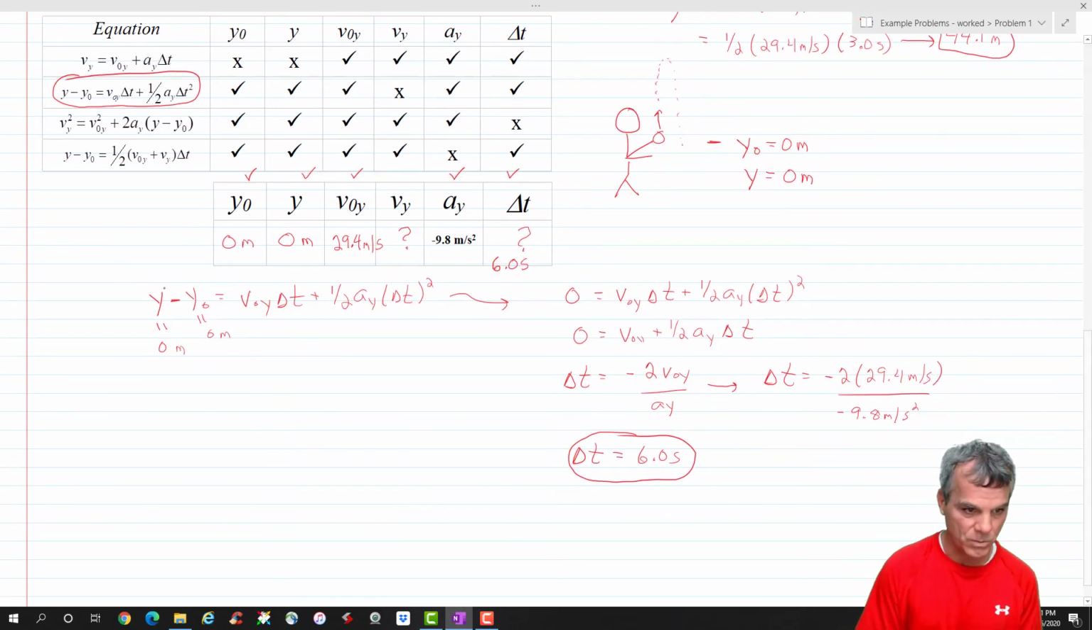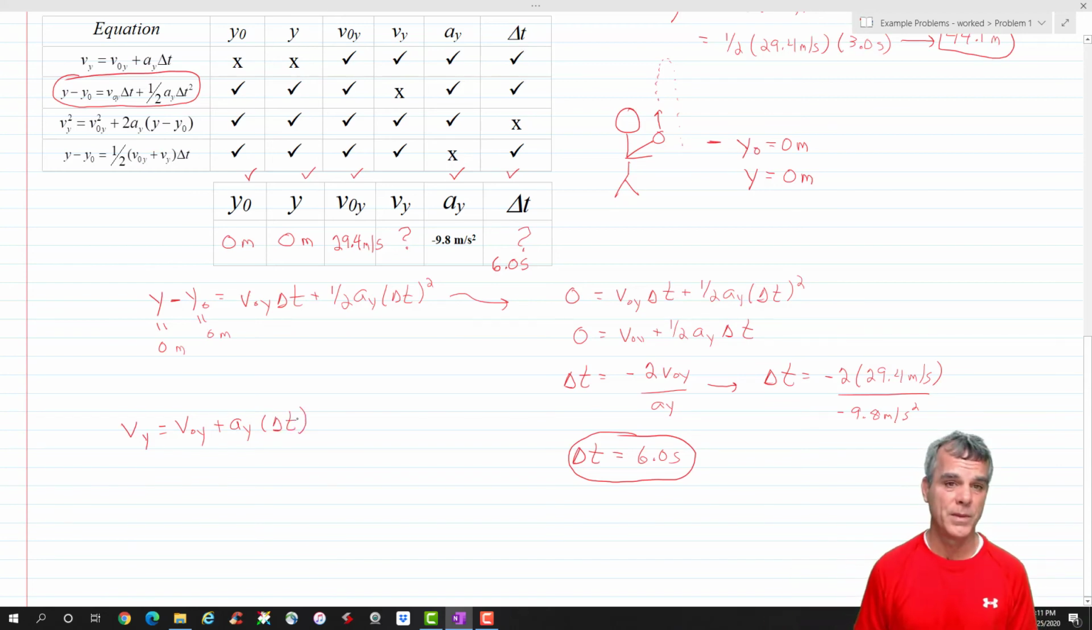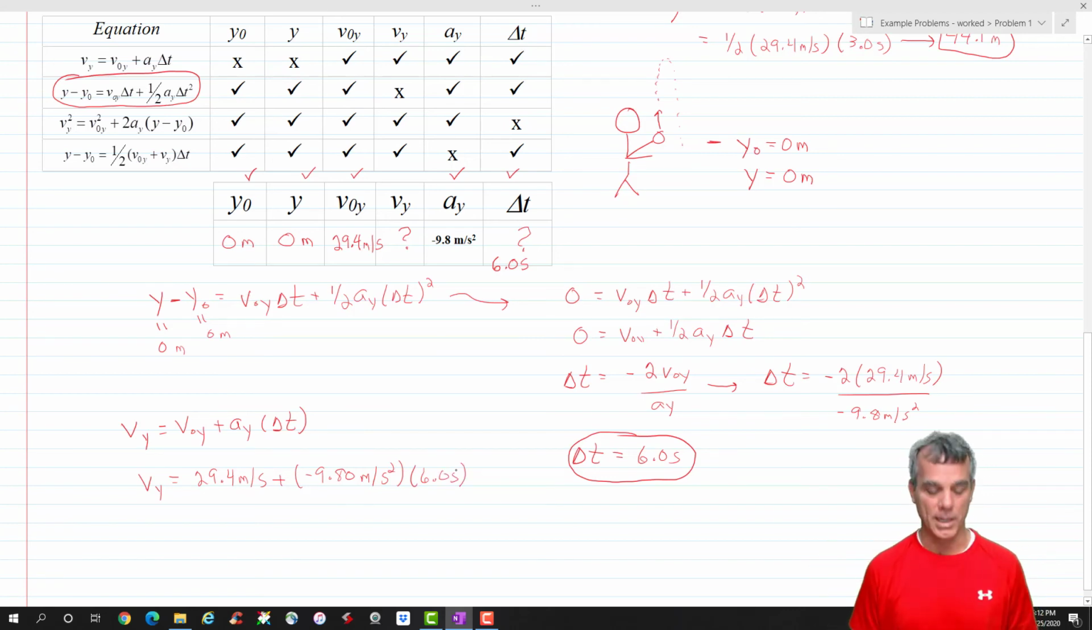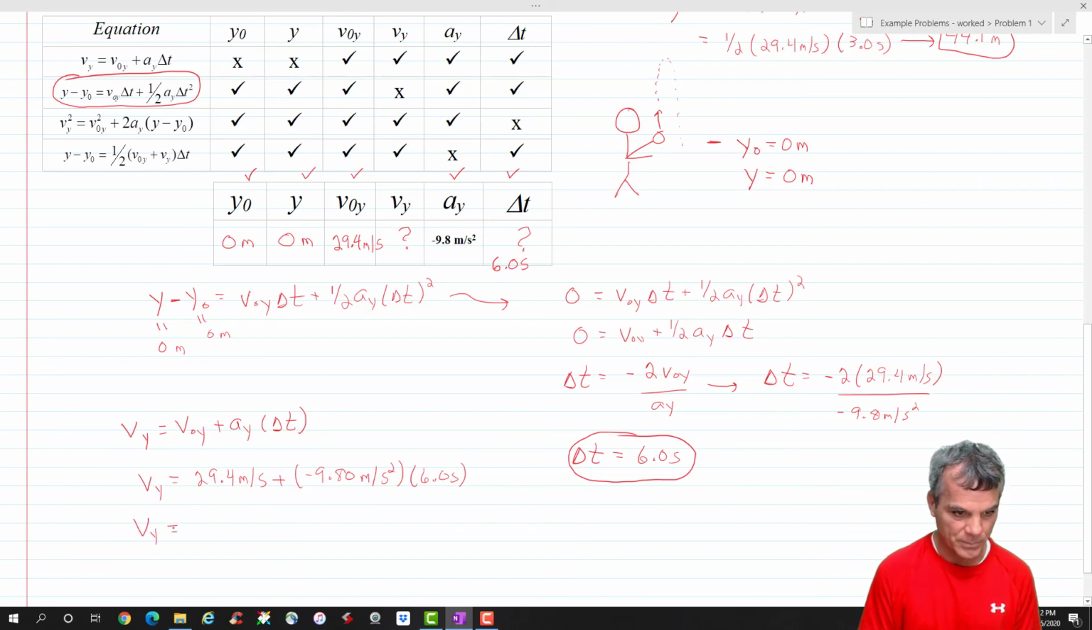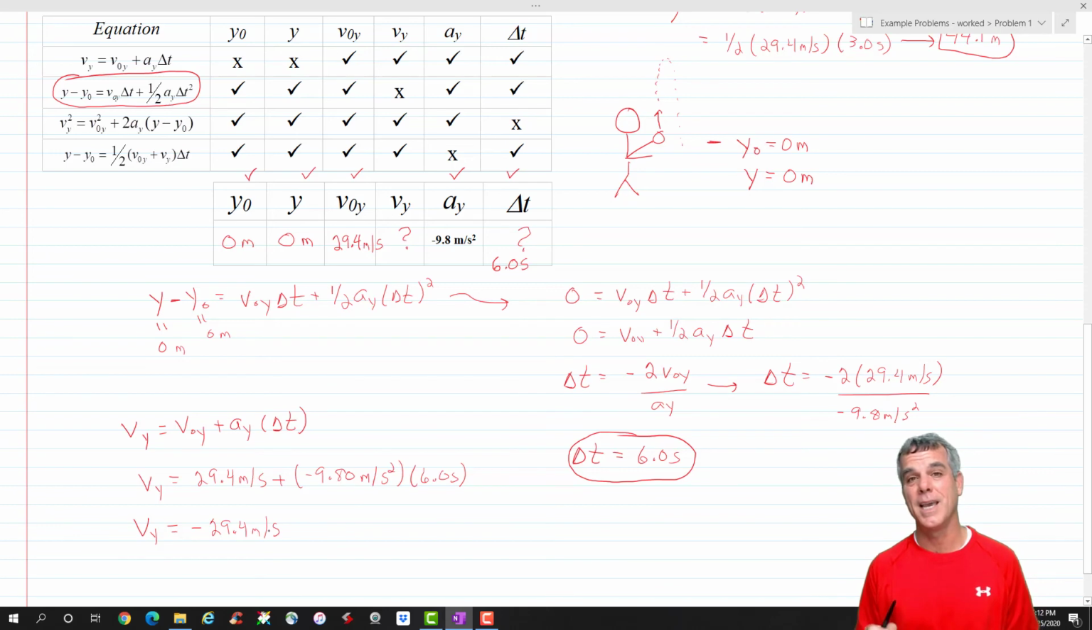So what we're going to do is use Vy equals V naught Y plus AY times delta T. And what we're looking for is Vy. In this case, I know my initial velocity was 29.4 meters per second. My acceleration, we know, is negative 9.8 meters per second squared. And it's in the air for 6 seconds until I catch it at the same height it was thrown at. If you do the math, what you'll get is the velocity right before I catch it is negative 29.4 meters per second. The minus sign is indicating that the direction of motion is straight down. So the speed that I catch it at is going to be the magnitude of the velocity, which is going to be 29.4 meters per second.